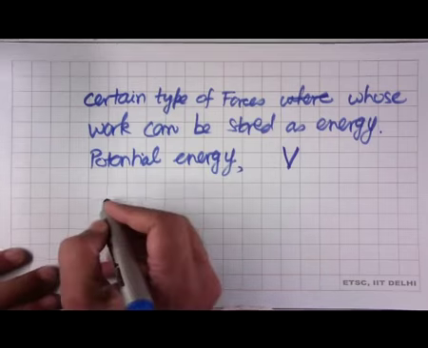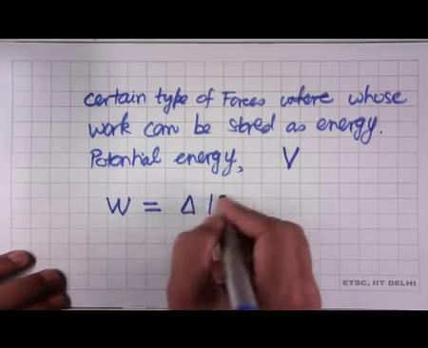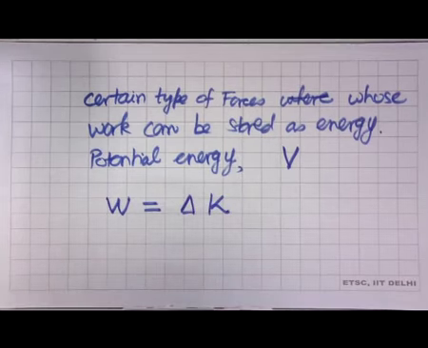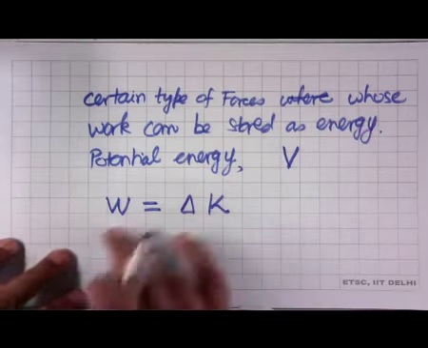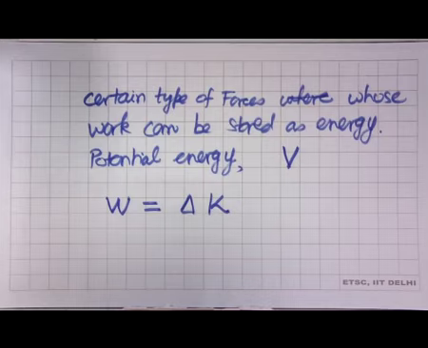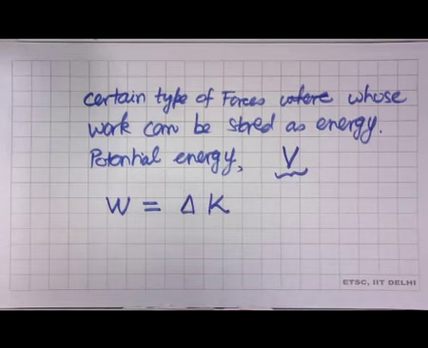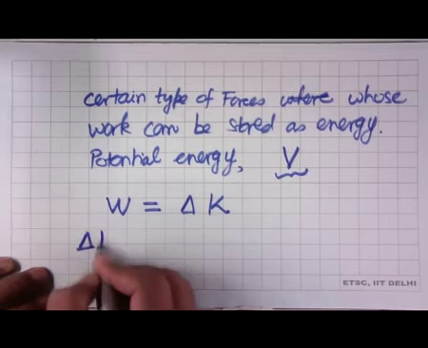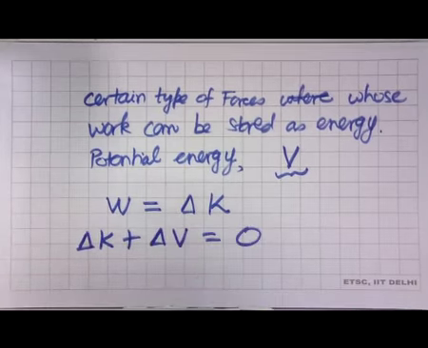Now, the work energy theorem tells us that the work done by forces is equal to delta K. Let us say on the system only those forces are acting. Let us look at a simple case: only gravity is acting, or only spring force is acting. Then, if the work done by those forces can be specified as a potential energy, we can say that the change in kinetic energy plus the change in potential energy is equal to 0.